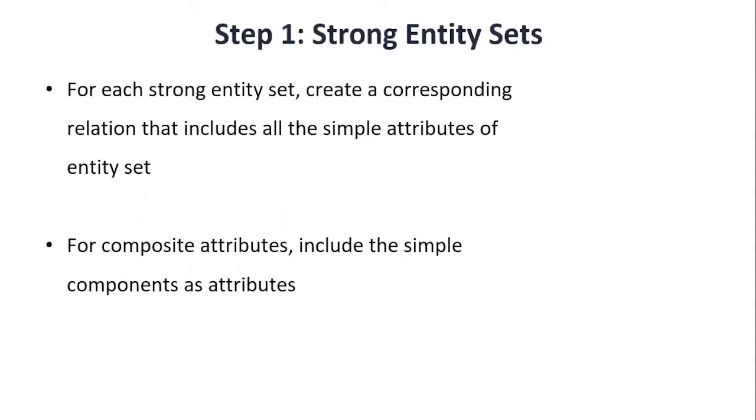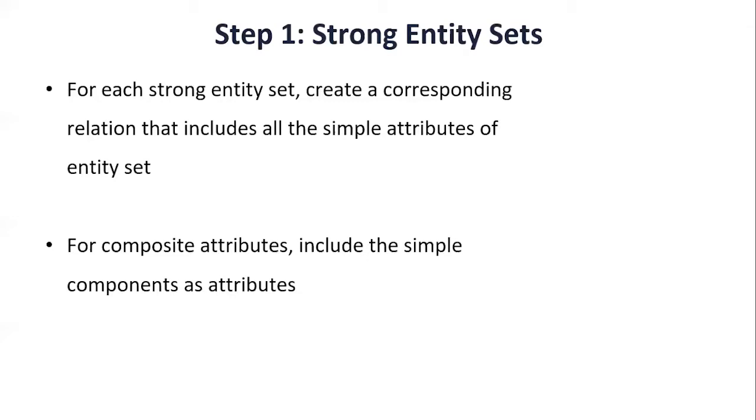Let's first look at step 1 of our 7-step process, that is identifying strong entity sets. So as the first step, what we are going to do is for each strong entity set in our ER diagram or ER model, we have to create a corresponding relation. So remember, a relation means a table. So we have to identify all the strong entity sets and create corresponding relations for them. And we have to include all the simple attributes of that entity set in the particular relation.